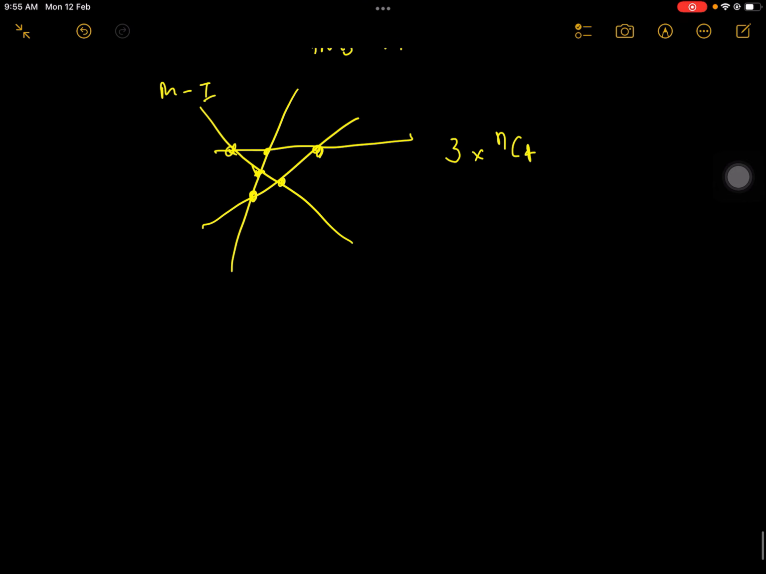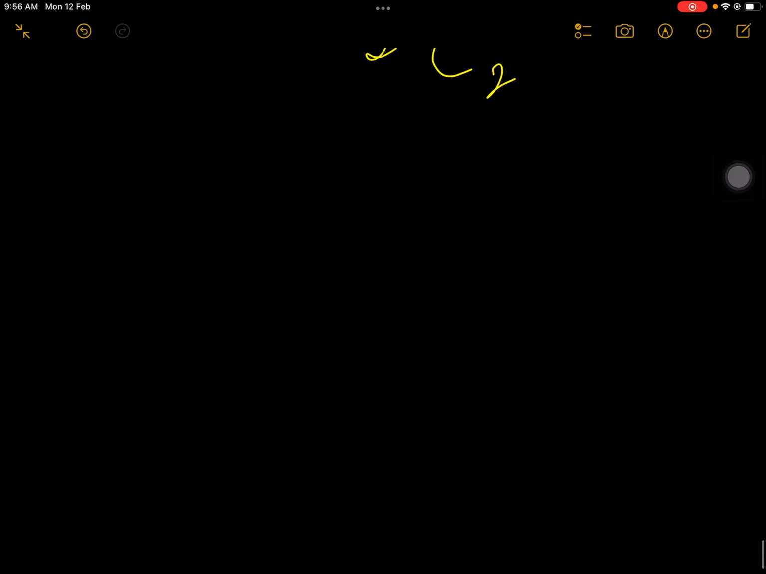Now, if you look at method 2, the number of points of intersection is given as n into n minus 1 by 2, right? And for forming a line, we need 2 points. So done. That's it. Next question.